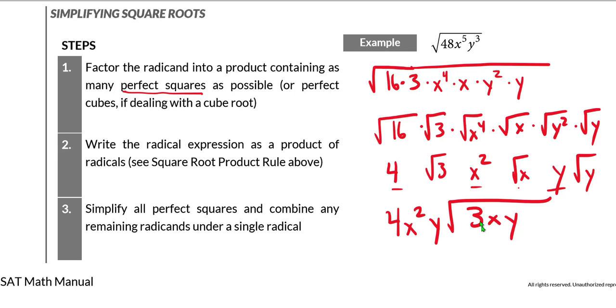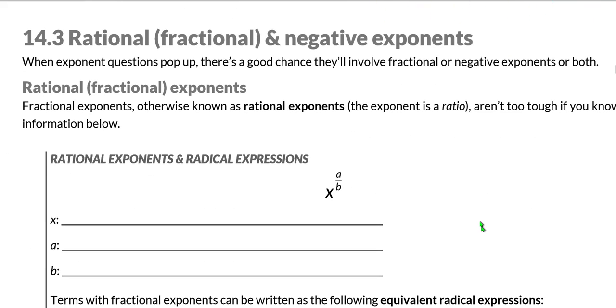At the top of the next page, we deal with rational, otherwise known as fractional, and negative exponents. This particular variation of exponents and radicals is very common on the test. When exponents and radicals are tested, very frequently the exponents will be fractional and or negative.